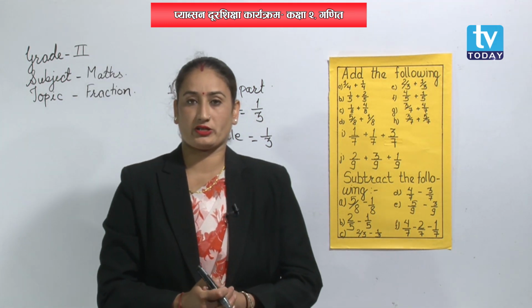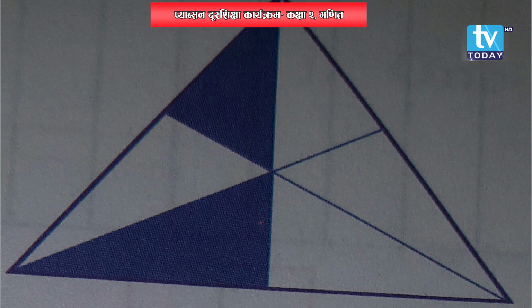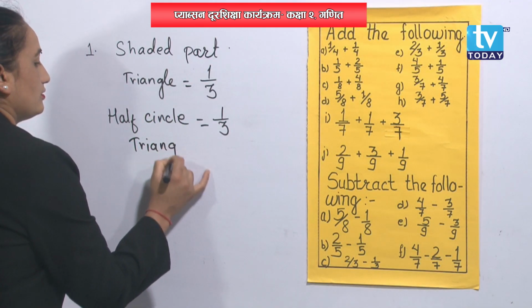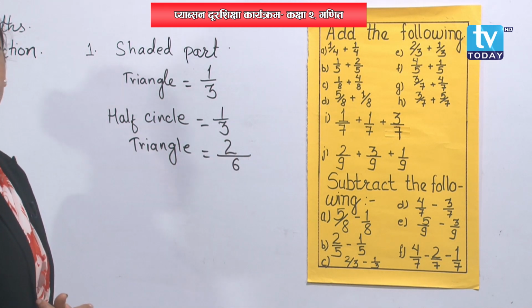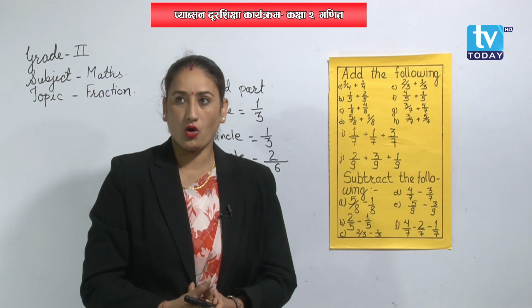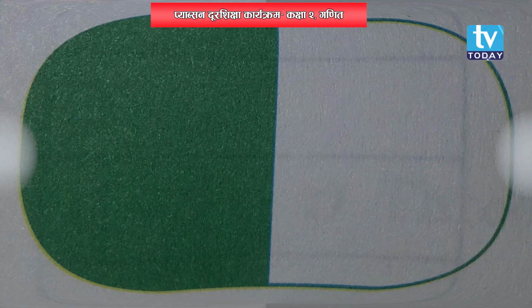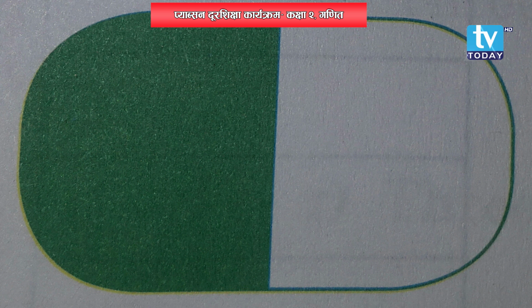Now in the next picture, a triangle is given again, right? The whole triangle is divided into how many parts? Please count over here. 6 parts, right? So out of 6 parts, how many parts are shaded? 2 parts are shaded. So write it down: out of 6 parts, 2 parts are shaded. Can you write it?